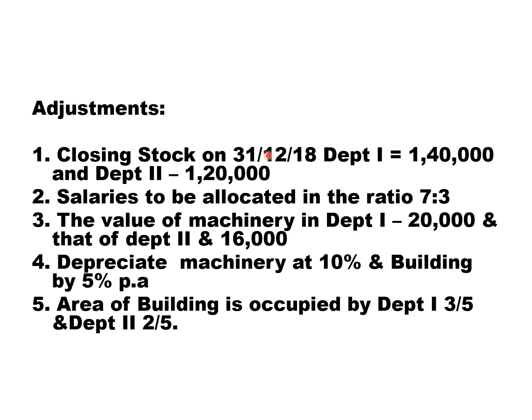So students, closing stock is given. Salary to be distributed in 7:3. The value of machinery department 1 20,000, department 2 16,000. If you simplify, you get ratio 5:4. 4 5s are 20, 4 4s are 16. So the ratio will be 5:4. This will help you to distribute repairs on machinery. Depreciate machinery 10% and building 5% to be calculated on the value given in trial balance and distributed equally, and the rent to be distributed in 3:2.